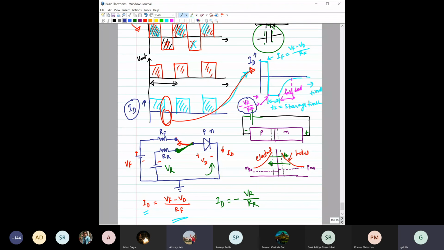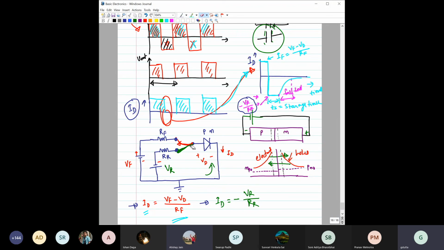Which one were you talking about, this one or this one? The later one. So sir, in the first one you are writing VF minus VD, but in the second one you are not writing VR minus VD. Right, because in the first one we have this circuit, so what is the current? It is VF minus VD by RF.